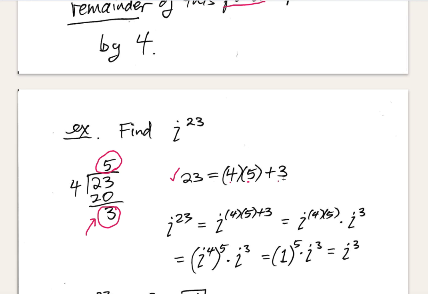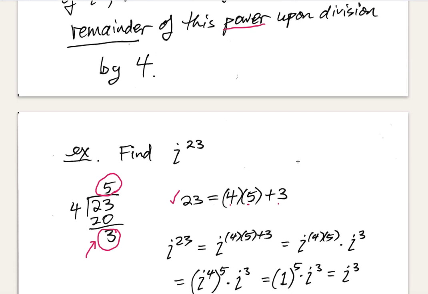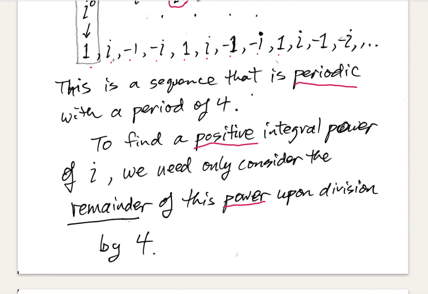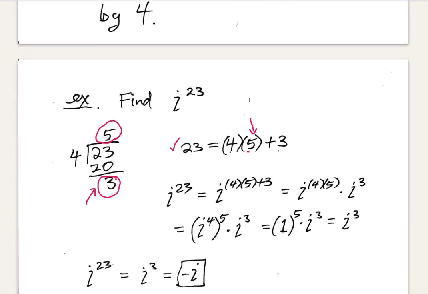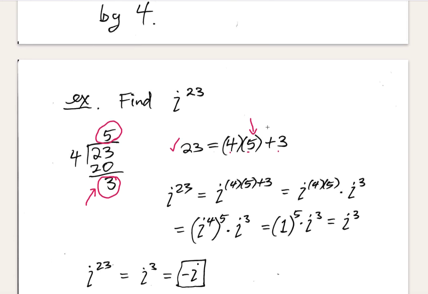So you could imagine this. If you were going to go out to the 23rd power, starting at the first, you could count out till you get to the 23rd power, or you could think about this 5 as representing that you would go through that sequence, that period, 5 times, and then go to 3 left over. So you go 1, 2, 3. So it ought to be negative i. It should be the same as i to the 3rd power. We will see this formally using formal rules of exponents here.